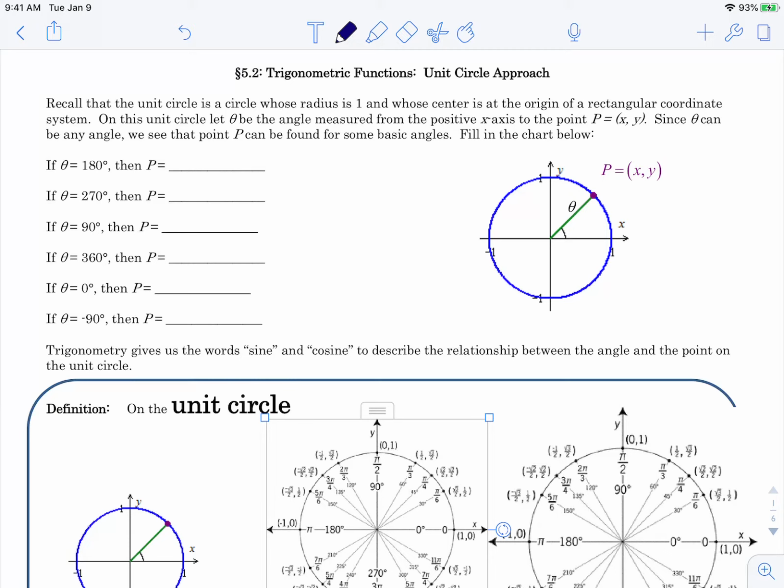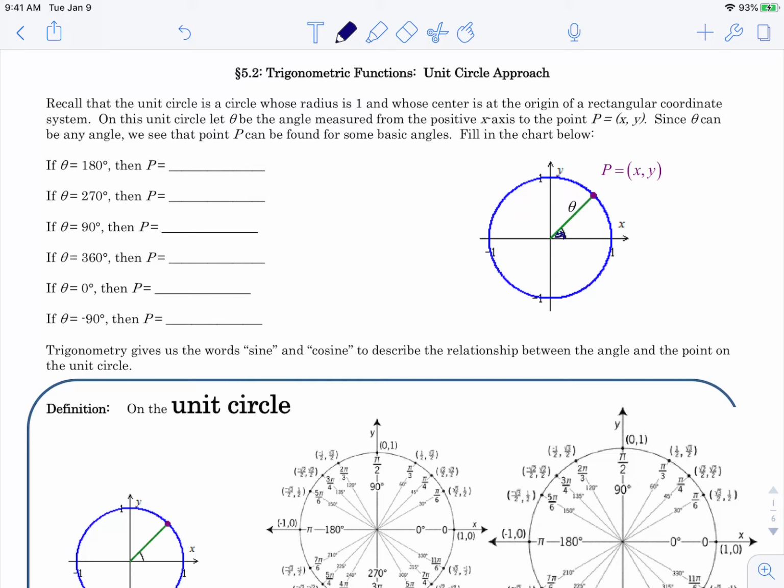At the end of class, the last time we met, we saw how the unit circle was derived, and we will spend more time on that in class when we meet next. But throughout these notes, we're using the unit circle to come up with certain values. So here it says, recall that the unit circle is a circle with a radius of 1 and whose center is at the origin of a rectangular coordinate system. On this unit circle, let theta be the angle of measure from the positive x-axis to the point (x, y). So what I'm saying there is that this is your theta, this is your angle.